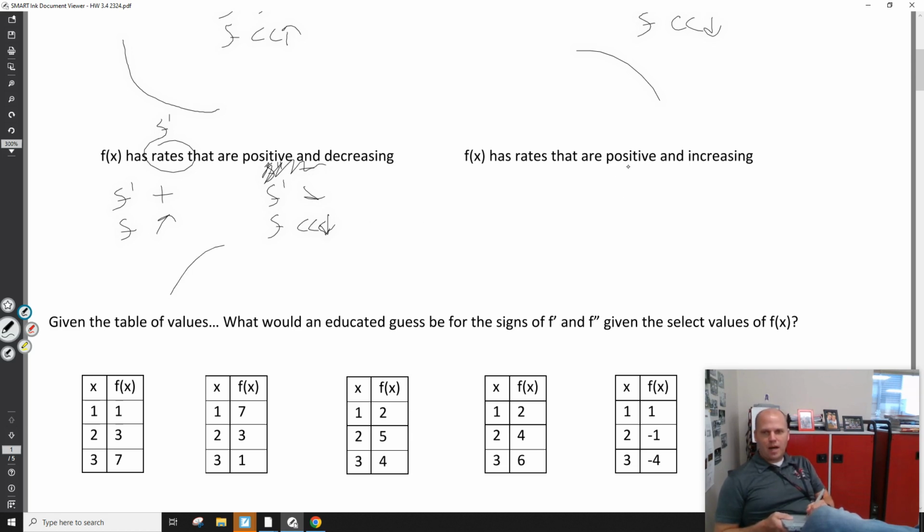F rates are positive and increasing. F's rates, its slopes, are positive. The slopes are increasing. My function must be going up and concave up. Cool?